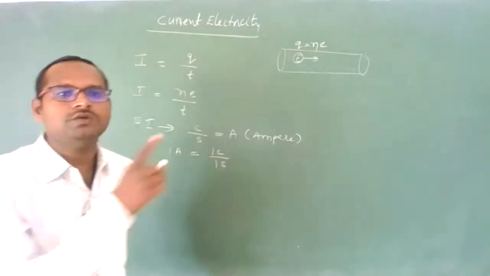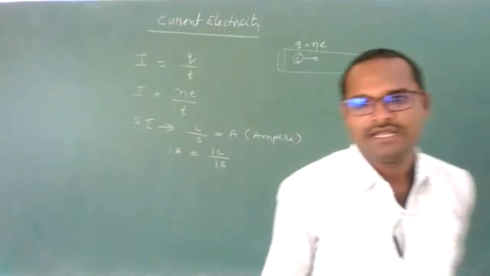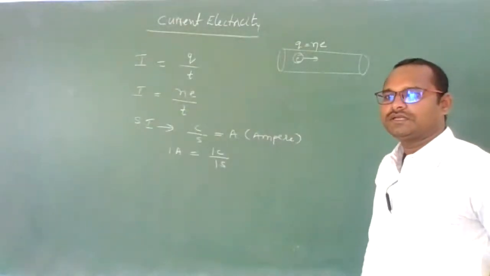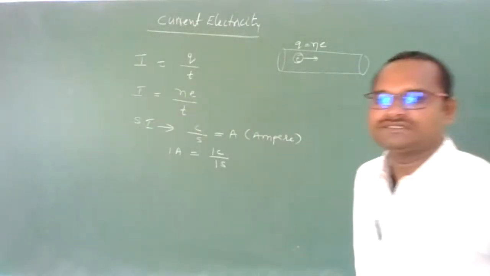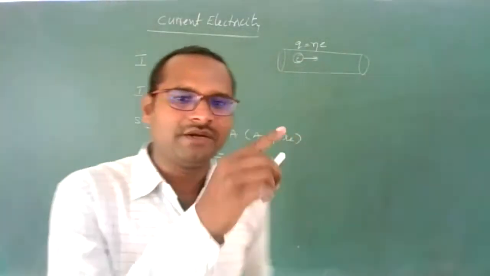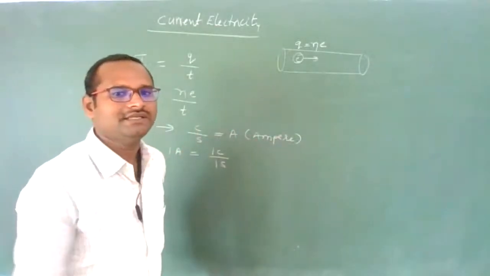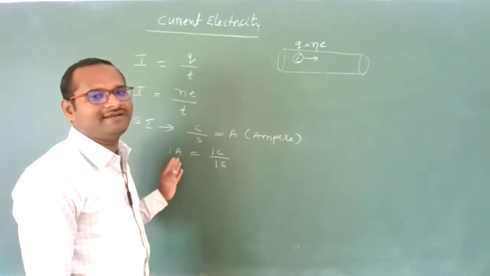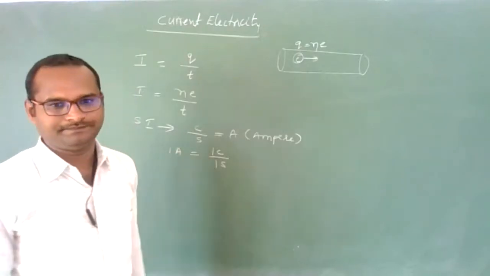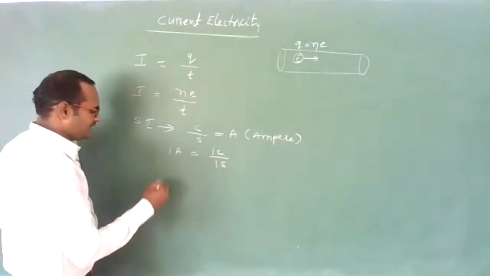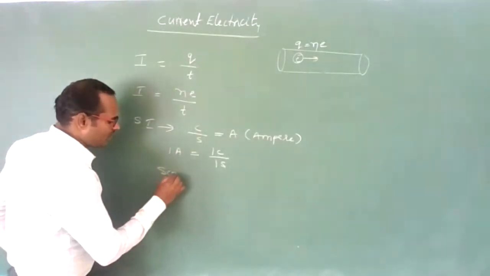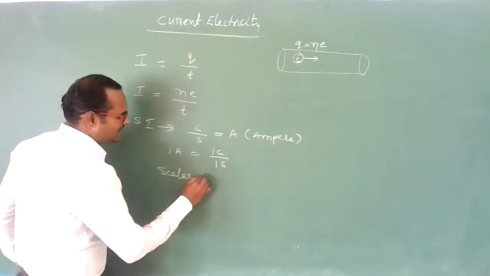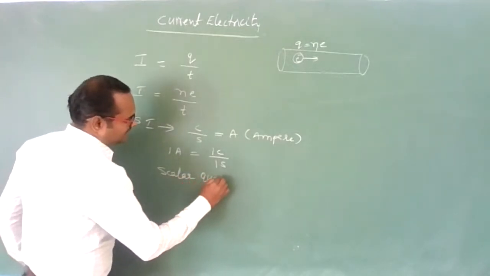It means if 1 coulomb of charge flows through a wire per 1 second, or 1 coulomb of charge crosses a particular area of cross section in 1 second, then the current flowing through that area of cross section or through that wire will be said to be 1 ampere. And it is a scalar quantity, as you know. Current is a scalar quantity.